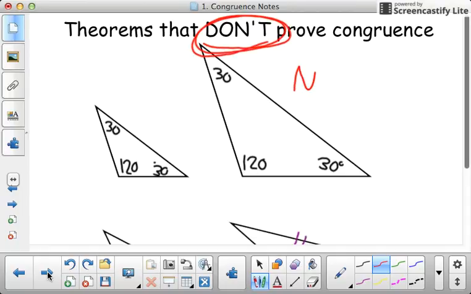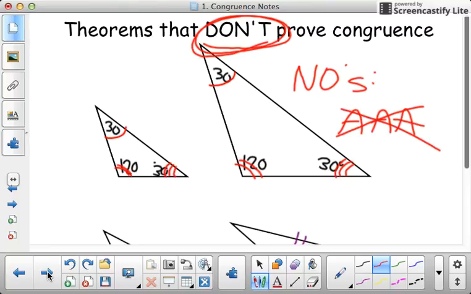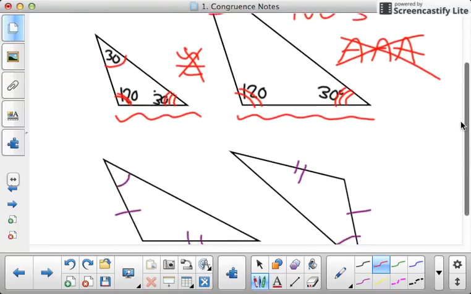Before I move on, there are things that do not prove. These are no's. Notice in this example, I have an angle here and an angle here congruent to this angle and this angle. However, angle, angle, angle cannot prove congruence. For this reason, I could have a really big triangle and a really small triangle. These triangles are actually only similar. They are not congruent. I could have a small triangle and a big triangle with the same angles, so angle, angle, angle will never work.